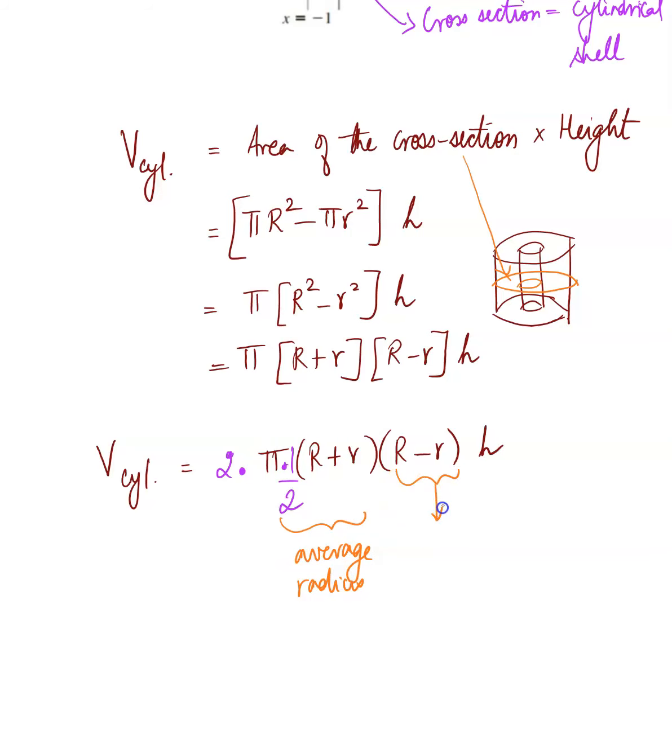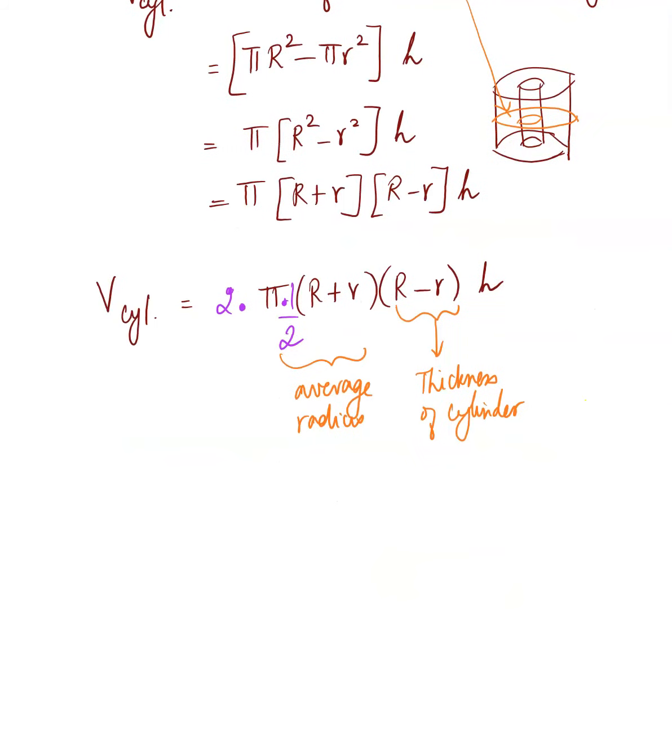R minus r, outer radius minus inner radius, will actually give you the thickness of the cylinder. Thickness of the cylinder. And so you can think of rewriting this as 2 pi times average radius times height, or in this case thickness. Doesn't look right. Times the height.